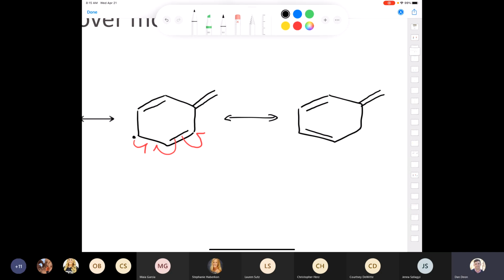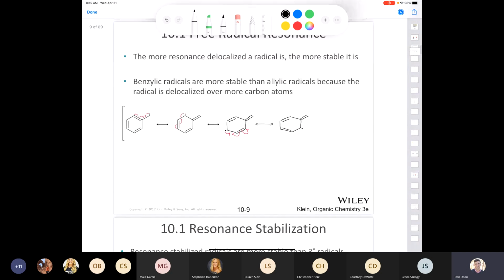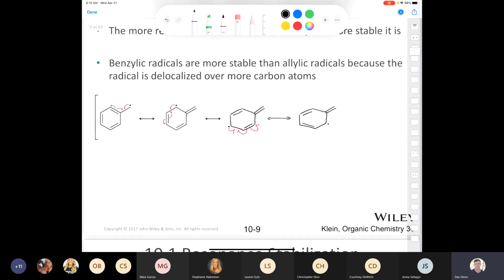We're going to form a new pi bond here, and we're going to have an unpaired electron over here, or a radical. And we can even draw another radical structure, can't we? Okay, now you see the big picture, and we can draw one more. So I'm going to draw one more resonance structure here. So I'm going to put this unpaired electron here.